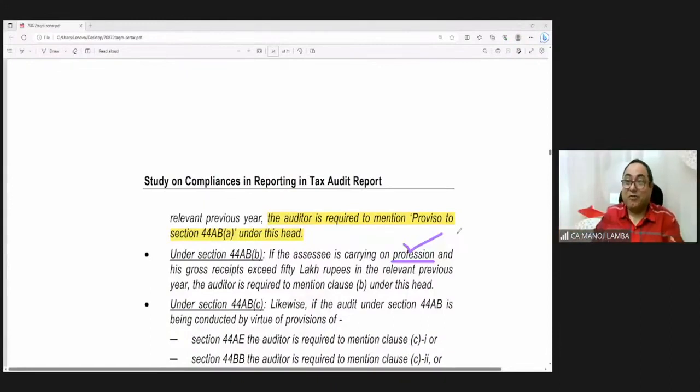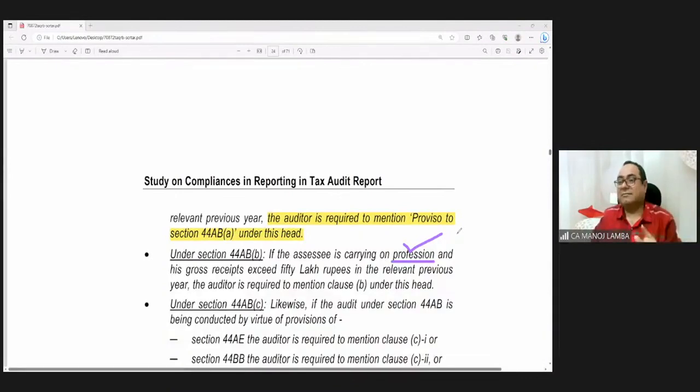Very interesting. Profession includes vocation. That means vocation is part of profession, not business. My dear friends, please try to appreciate. Vocation is part of profession, not business.